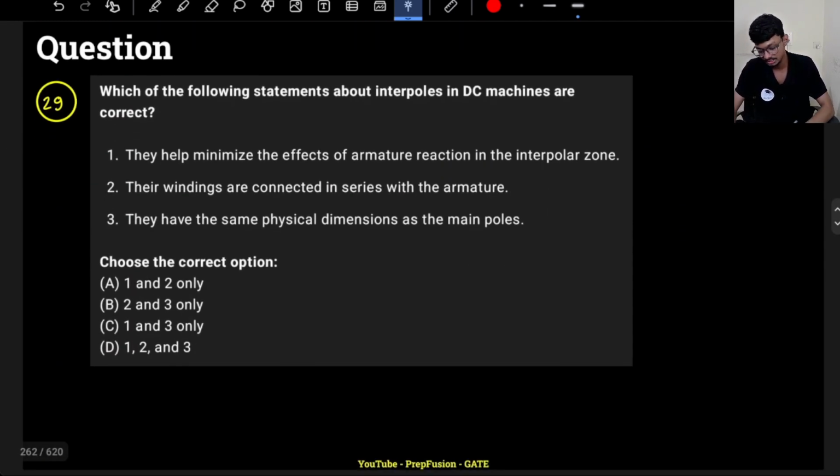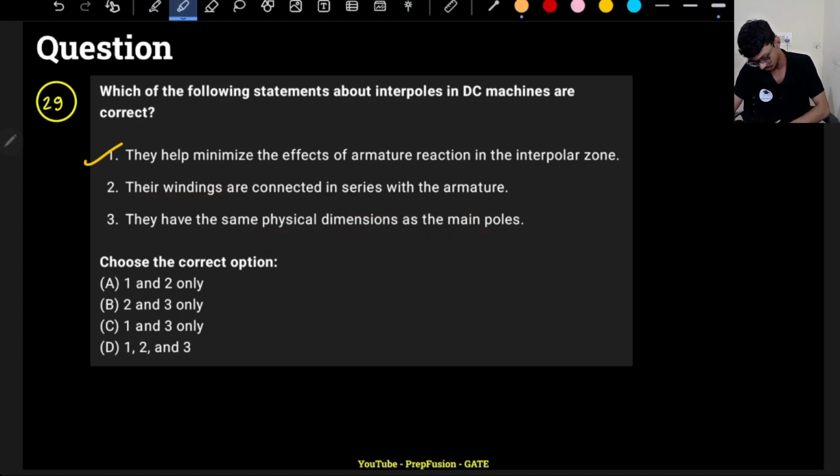Which of the following statements about interpoles in DC machines are correct? They help minimize the effects of armature reaction in the interpolar zone. Yes, it is correct. Their windings are connected in series with the armature. Yes, this is again correct. They have a very small dimension compared to the main poles. Yes, this is also correct. So all of 1, 2, 3 will be correct in this case.